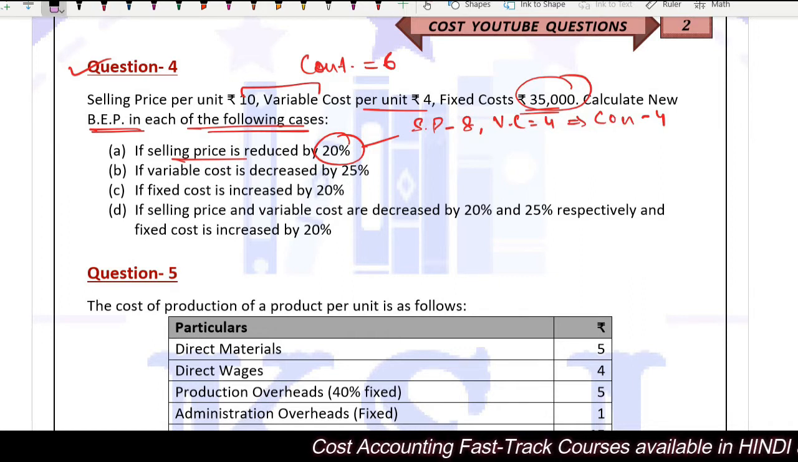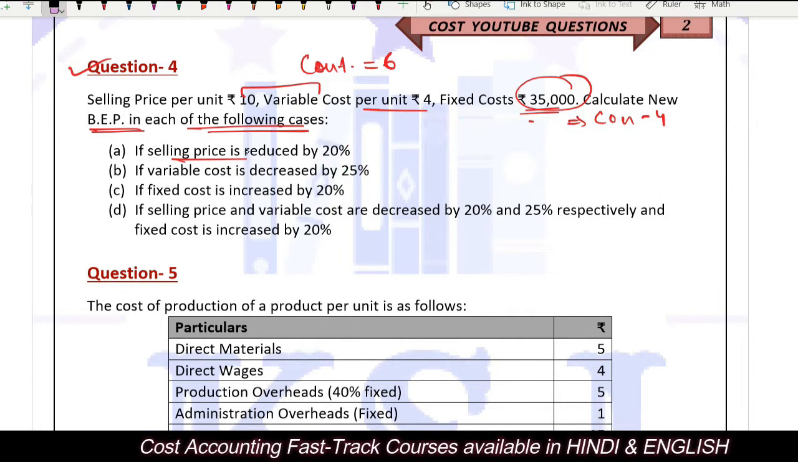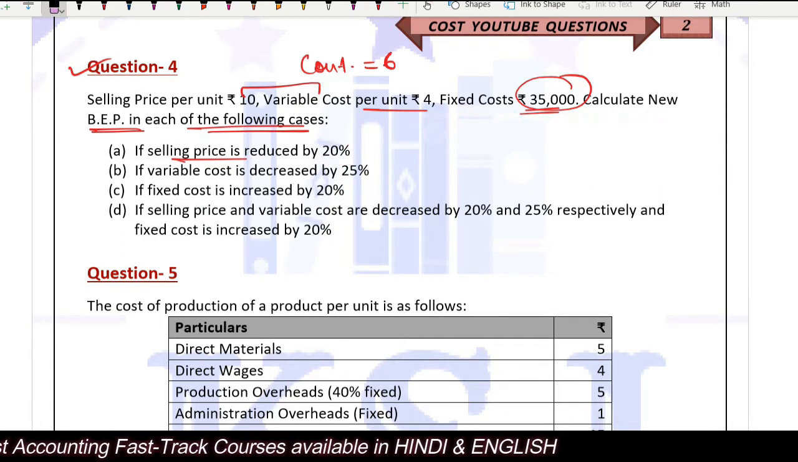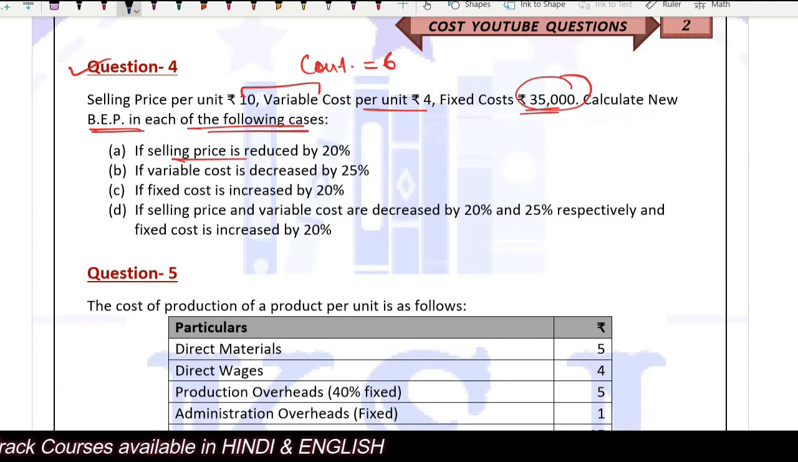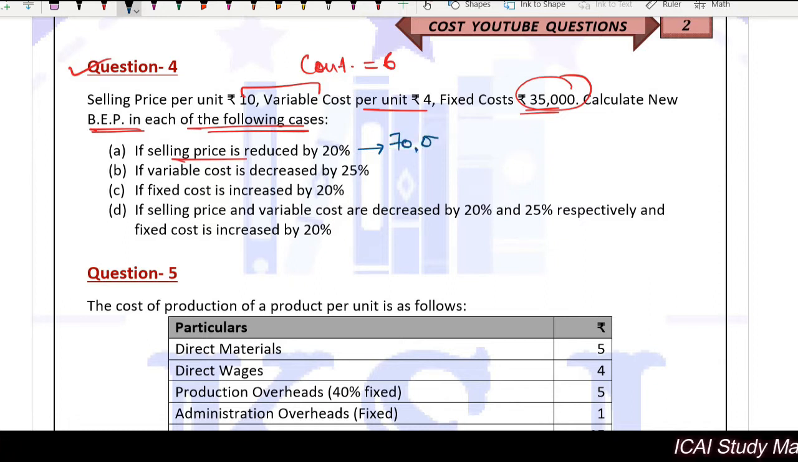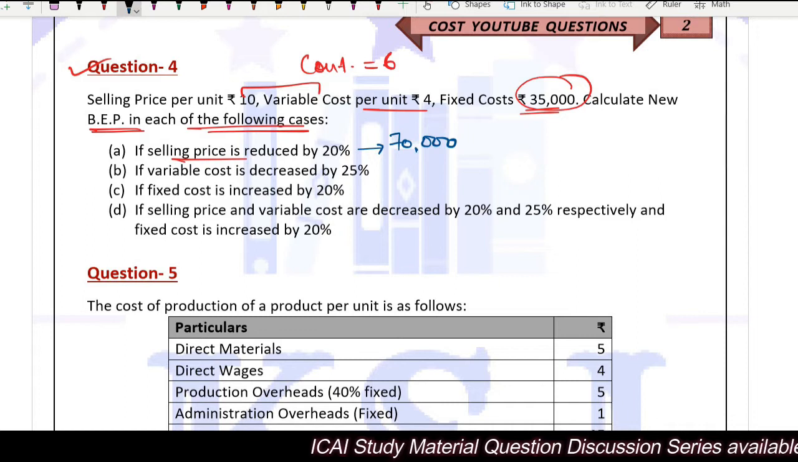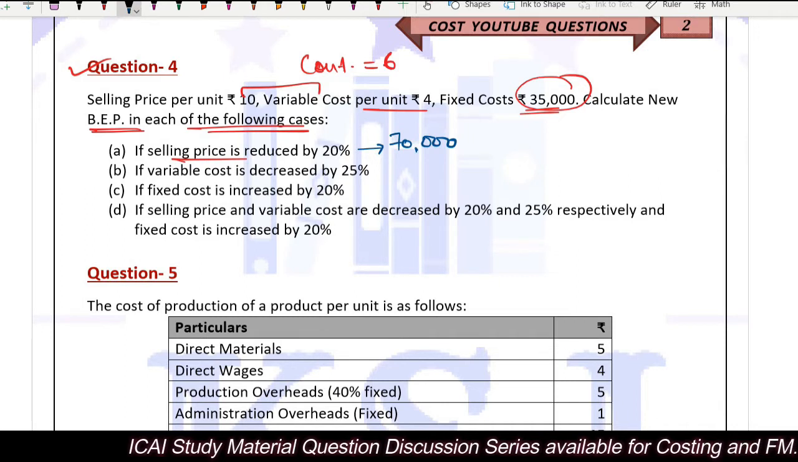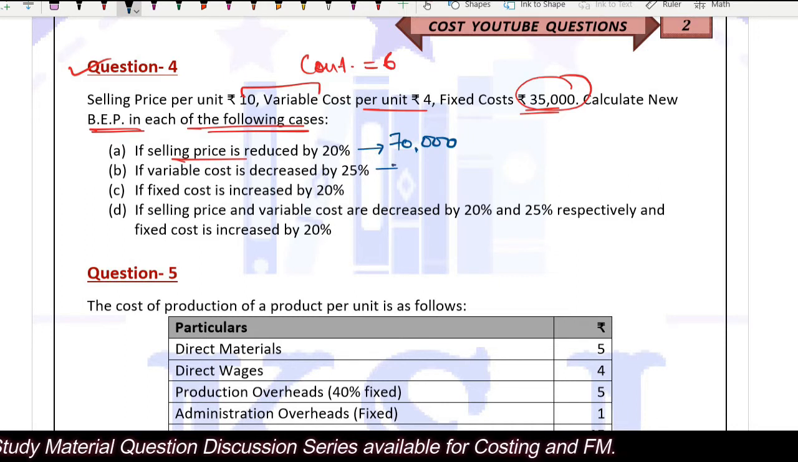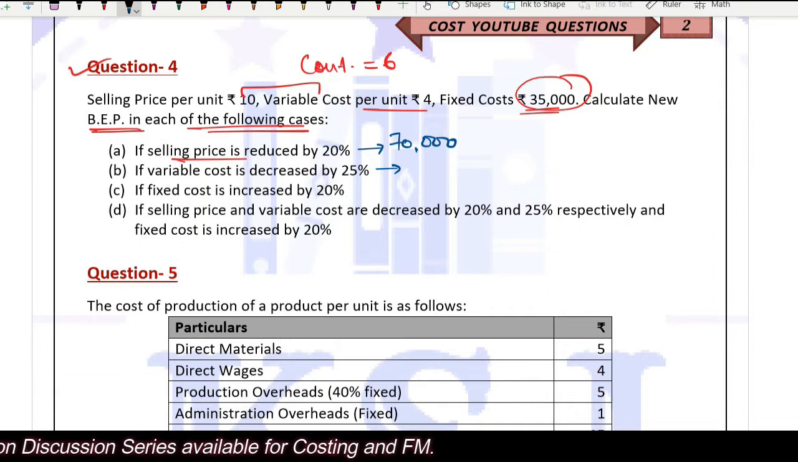So I'll give you the answers for this. Try once. You will be able to do it. I know you people are geniuses. You people will be able to do it, sir. So the new break-even point in the first case will be 70,000, right? And in the second case, if the variable cost is decreased, what will be the new break-even point? It is going to be 50.